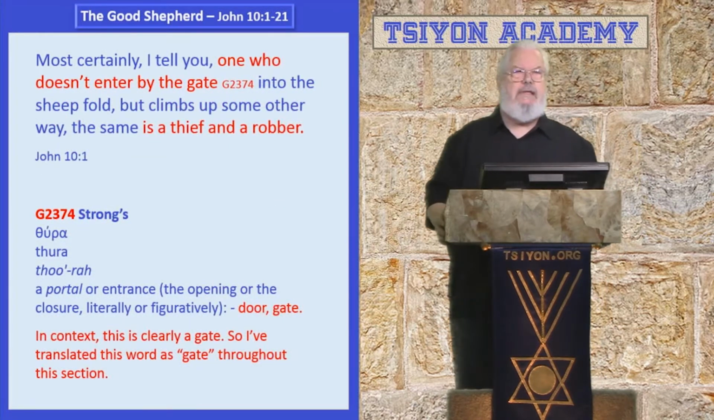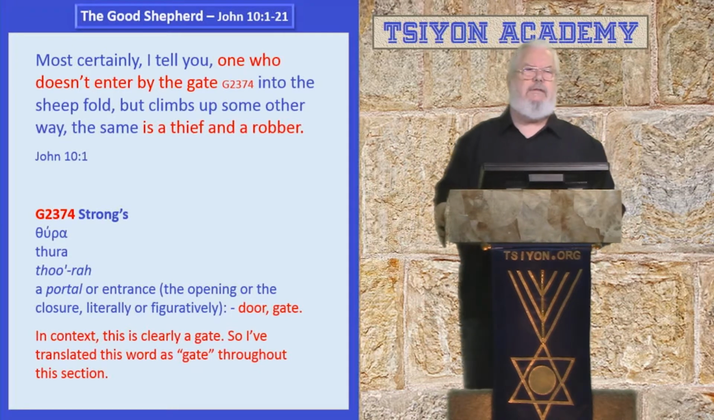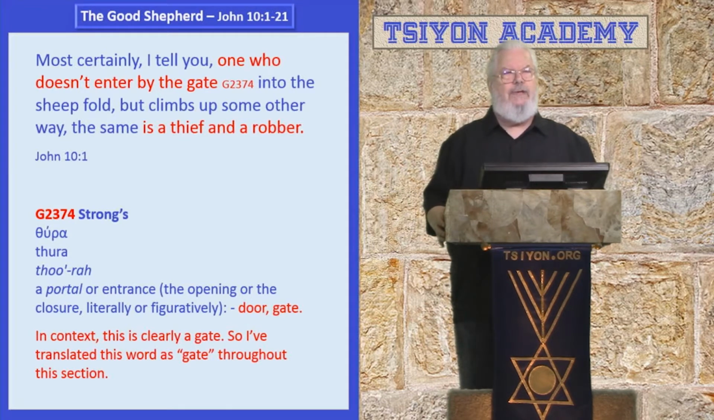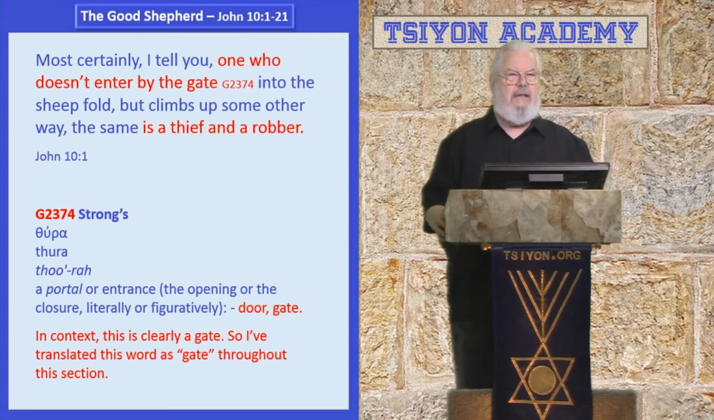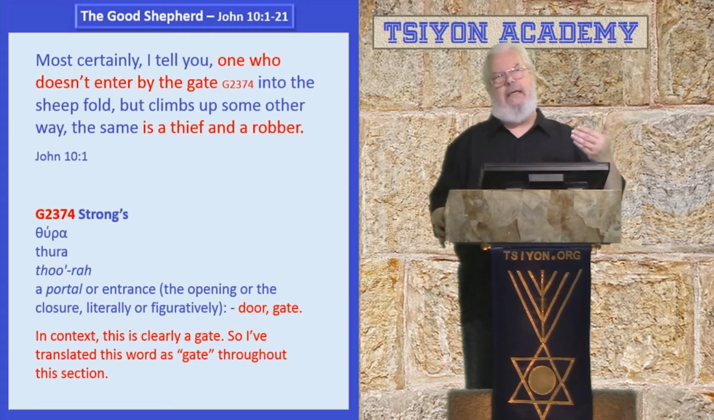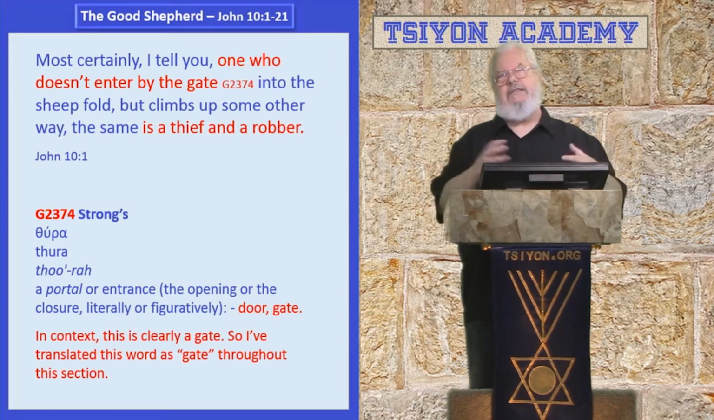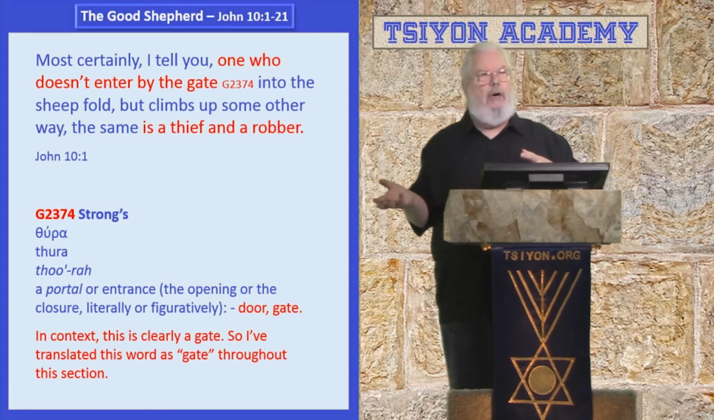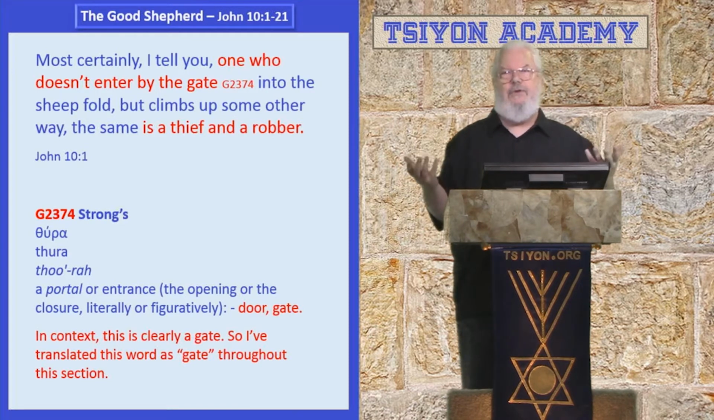He says, "Most certainly I tell you, one who doesn't enter by the gate into the sheepfold, but climbs up some other way, the same is a thief and a robber." One thing I saw as I was going through this is that the wording is not very consistent. Here the word gate is shown, and it's a Greek word that can mean either door or gate. What's confusing is that sometimes it says gate and sometimes door, but it's really the same word.